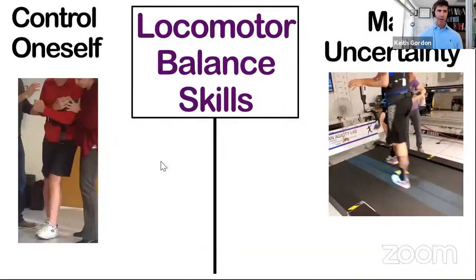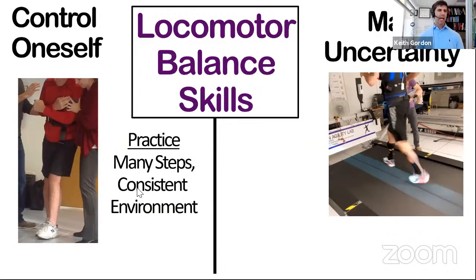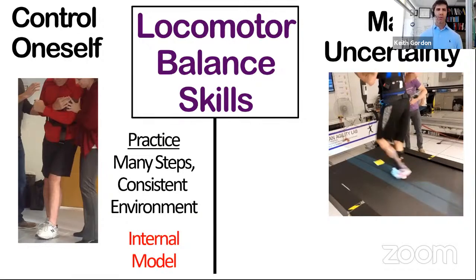Following neurologic injury, the locomotor balance skills addressed in gait training can be classified into two major categories. The first skill is essentially controlling oneself. This is really the development of an intuitive understanding of how to produce and modulate a coordinated stepping pattern. The skill is practiced by taking many, many steps in a consistent environment, like walking on a treadmill. This form of balance control is most closely associated with the formation of an internal model that would allow the nervous system to relate a series of efferent commands with a resulting motion.